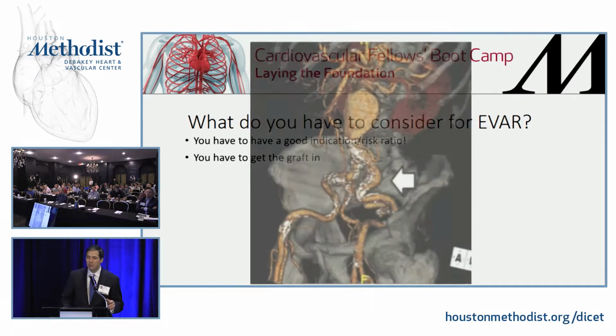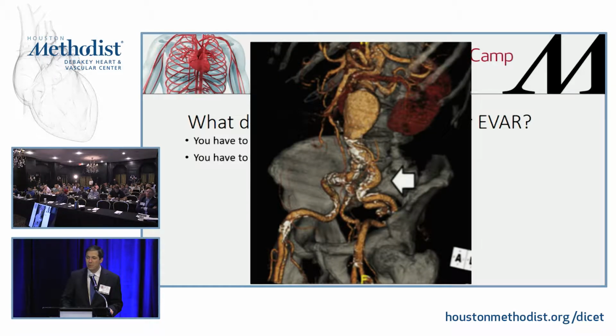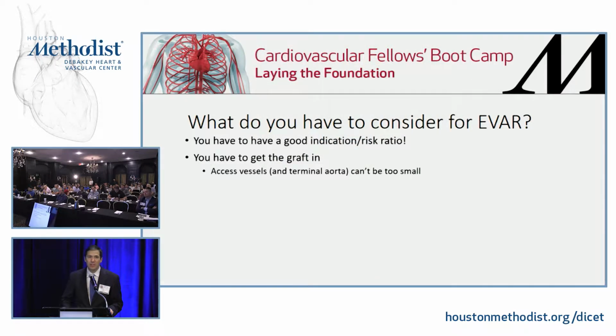You have to be able to get the graft in. So if you have really, really tortuous iliac arteries, you're going to struggle getting that thing in, and you're going to break stuff, and you're going to get into trouble. So your access vessels, your terminal aorta can't be too small. If your terminal aorta is too small, then you're not going to get your limbs open. You're going to get stuck. You're not going to be able to cannulate your gate, and it can be a mess.